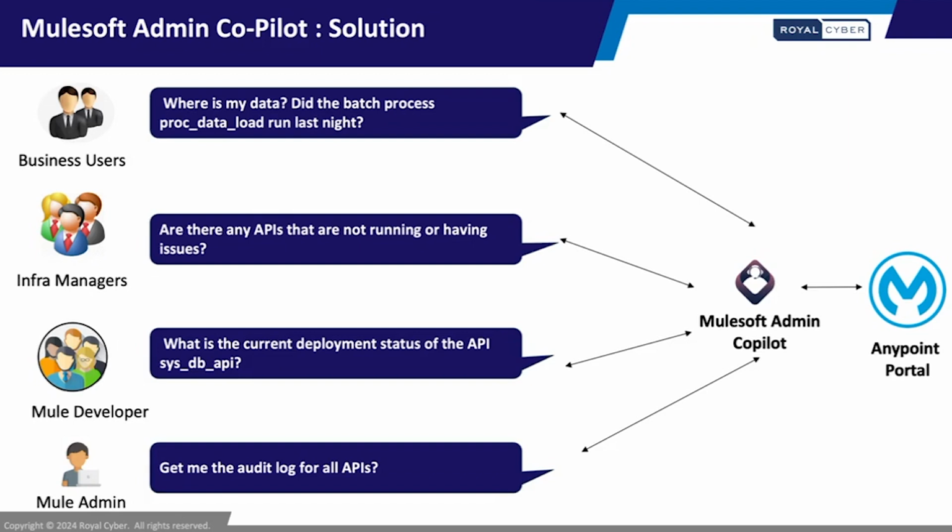Now, Mule Admin CoPilot seamlessly integrates with your existing infrastructure, providing real-time insights, troubleshooting capabilities, and instant support to users. Its scalability allows it to adapt as an organization grows, ensuring that it handles increased workloads without compromising efficiency. And by automating the ubiquitous tasks, Mule Admin CoPilot empowers your team to focus on higher value activities, driving innovation and enabling your organization to stay agile and competitive in today's fast-paced business environment.